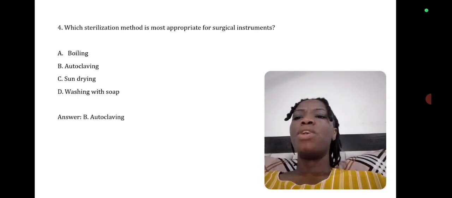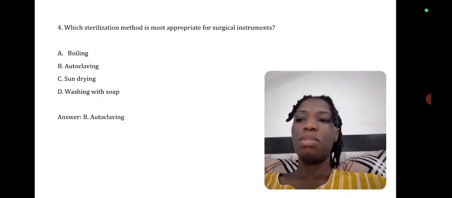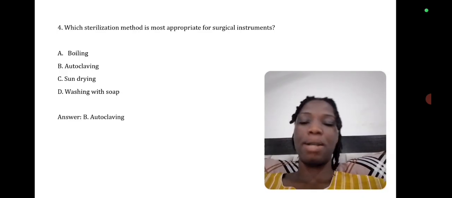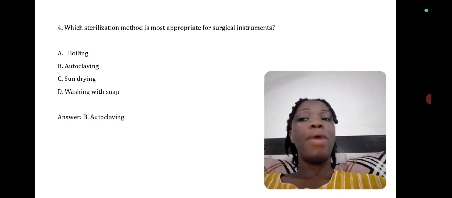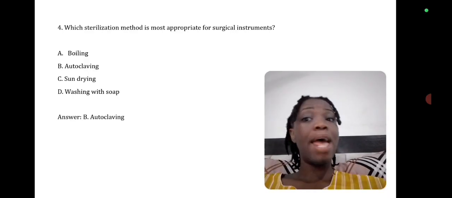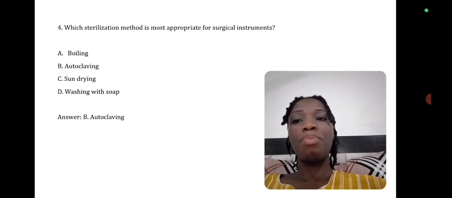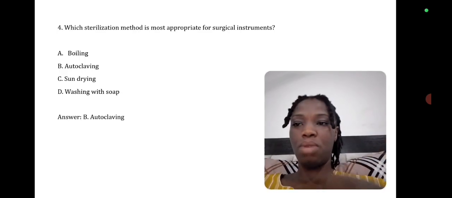Question 4. Which sterilization method is most appropriate for surgical instruments? Before autoclaving, they used to boil and do other things. It kills some bacteria, but it does not kill all the bacteria, though it's still better than just normal washing. But when autoclaving came, autoclaving kills the bacteria, it kills their spores and everything. The thing will be 100% pure. So the sterilization method that is most effective for surgical instruments is autoclaving. Boiling can kill, but may not kill all, and it will not kill their spores.